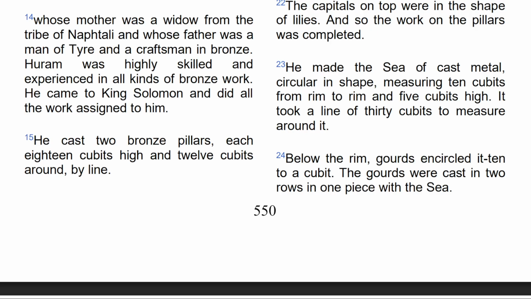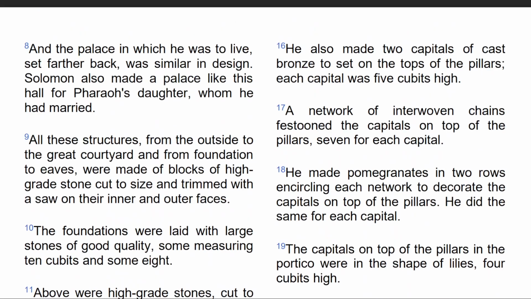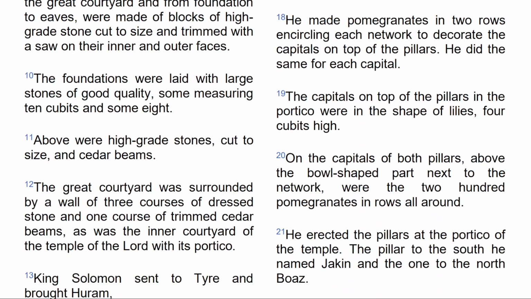He cast 2 bronze pillars, each 18 cubits high and 12 cubits around by line. He also made 2 capitals of cast bronze to set on the tops of the pillars. Each capital was 5 cubits high. A network of interwoven chains festooned the capitals on top of the pillars, 7 for each capital. He made pomegranates in 2 rows encircling each network to decorate the capitals on top of the pillars. He did the same for each capital.